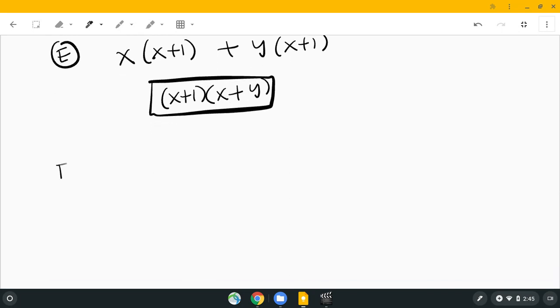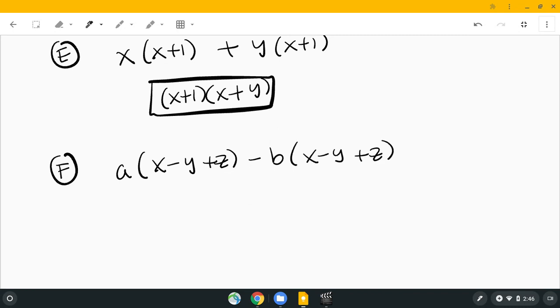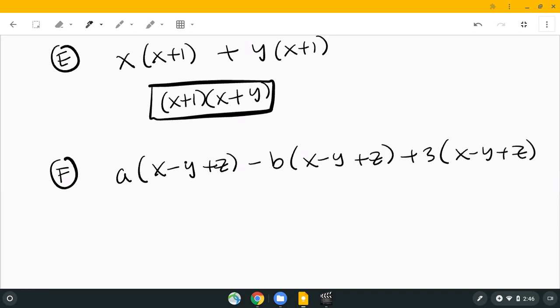Let's see if you can see it with this one. Suppose that I have a times x minus y plus z, minus b times x minus y plus z, plus 3 times x minus y plus z. So now I have 3 groups. What do these 3 groups have in common? x minus y plus z.